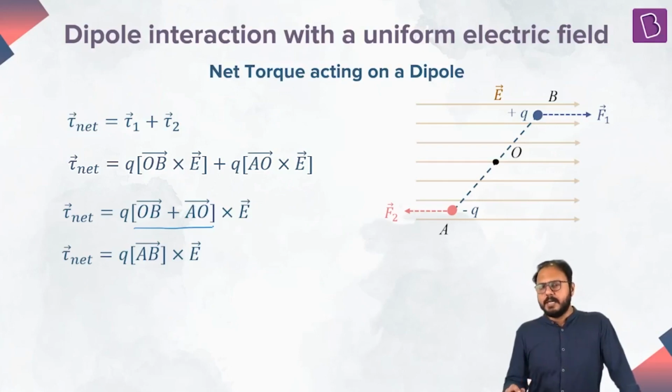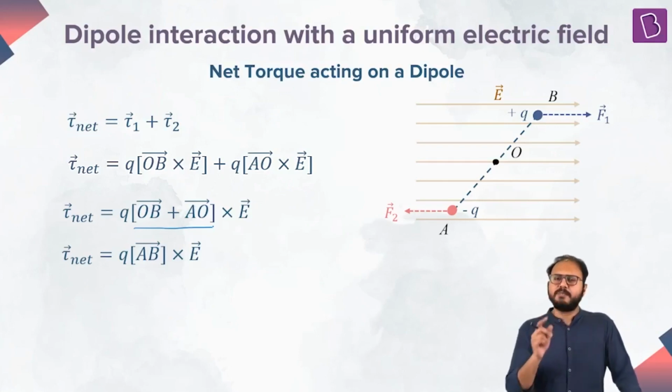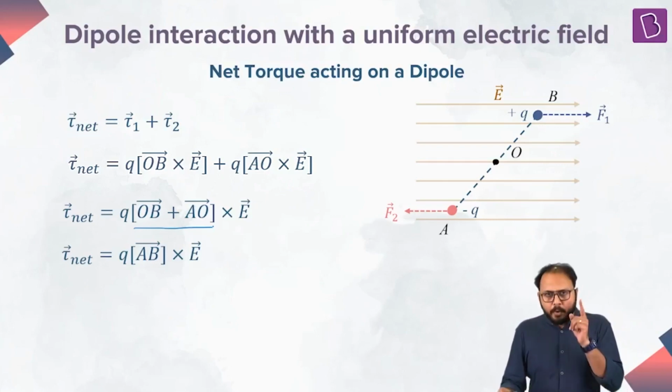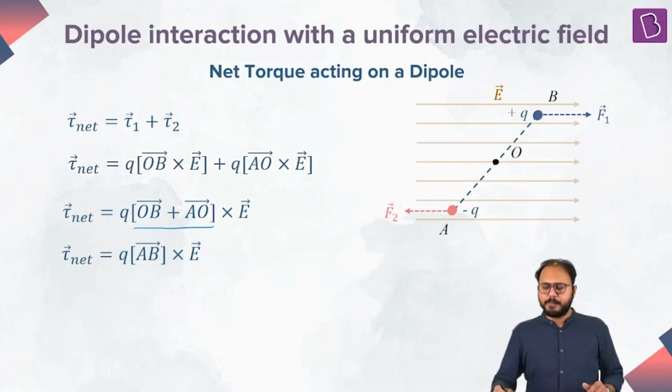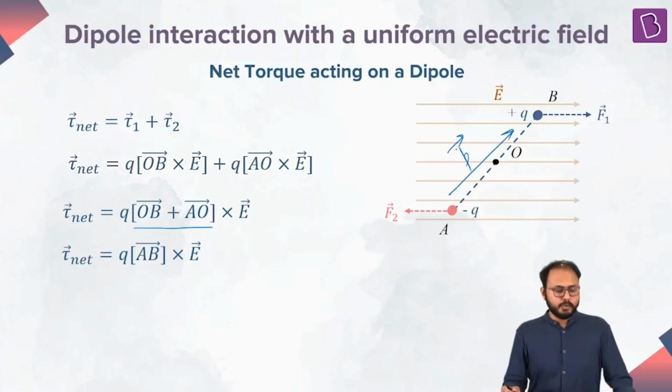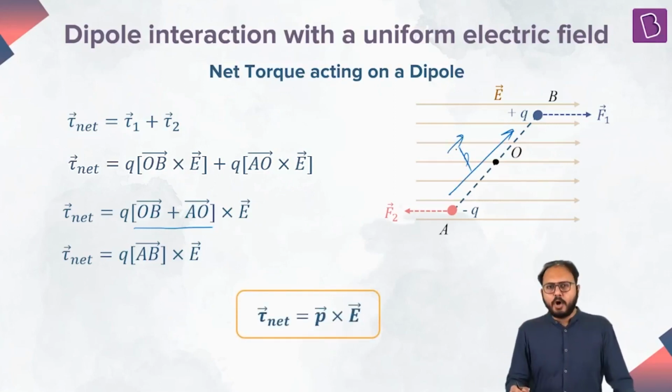And what happens when I multiply the magnitude of the charge with the distance between the charges? What do I get? I get dipole moment. And what is the direction of dipole moment? The direction of dipole moment is from minus Q to plus Q. So my torque formula is P cross E.